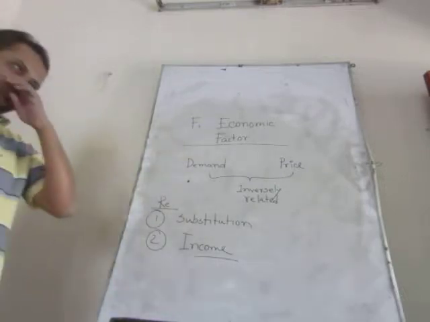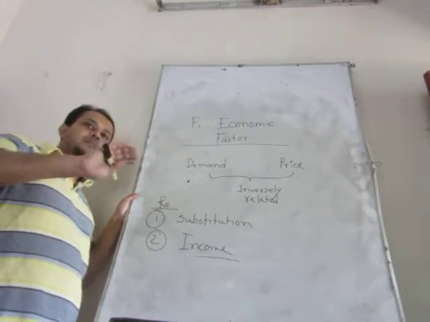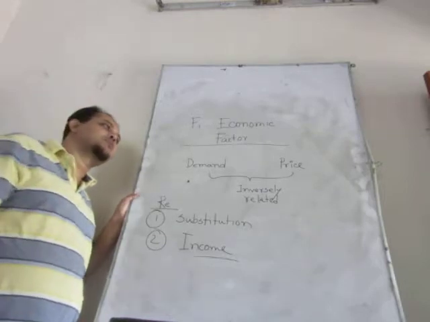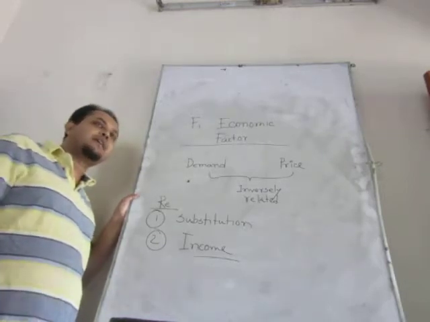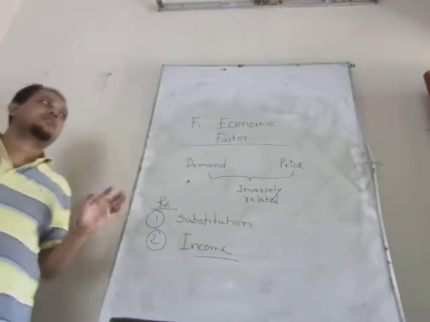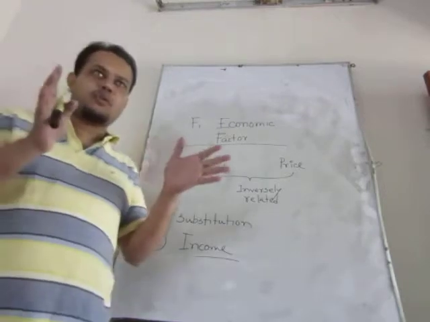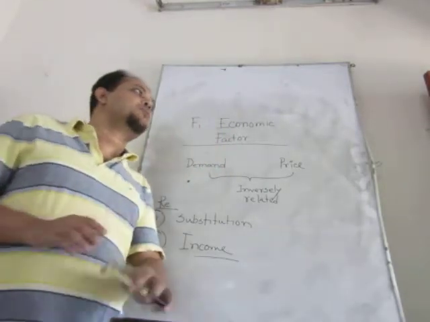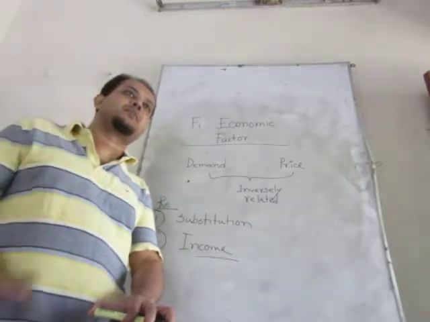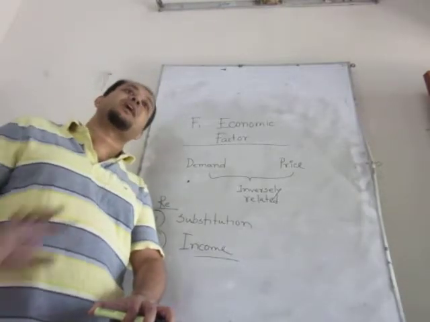Income effect. Suppose your income is fixed. Normally your income is fixed. Today, you can buy 2 loaves by using $100.